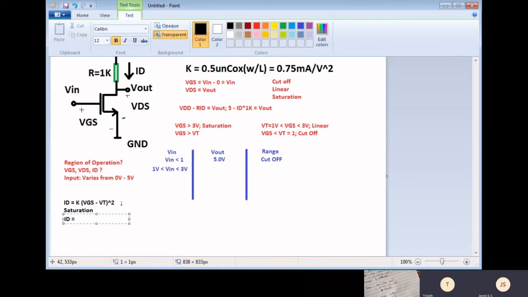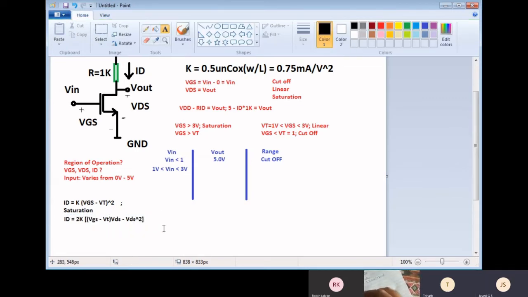And ID is equal to K times (VGS minus VT) into VDS, minus VDS whole square. Right, this is for linear.